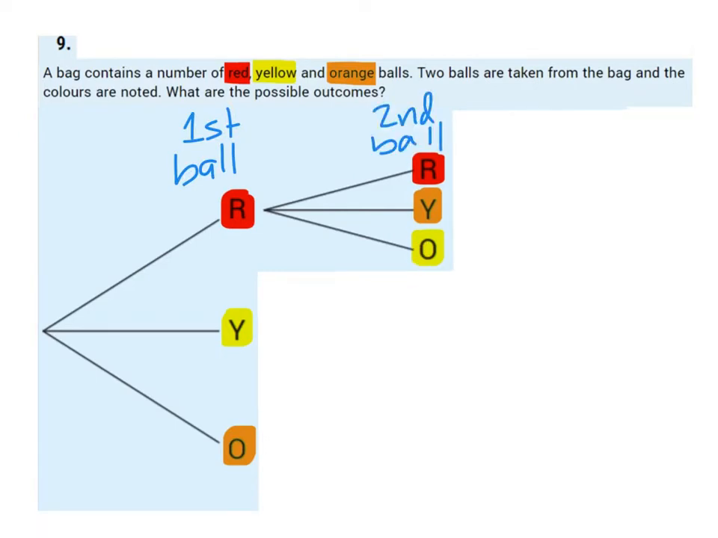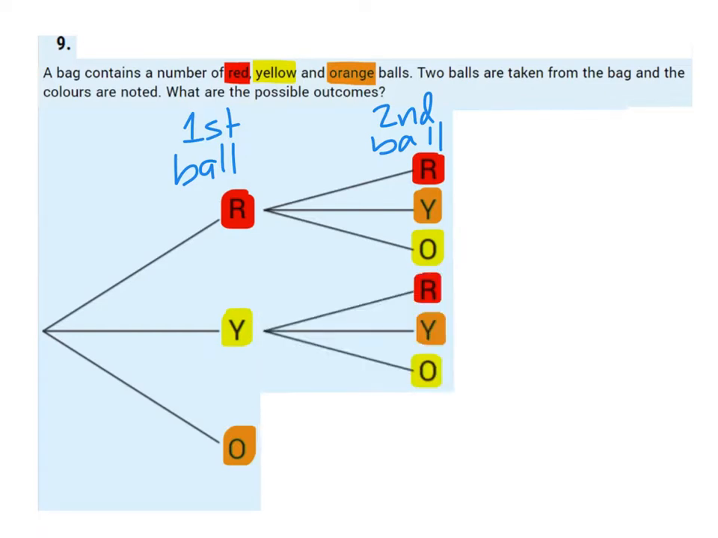But what if the first ball taken was actually yellow? Well then, for the second ball, we again have 3 options, red, yellow or orange. So we draw another 3 branches. So the first ball could have been yellow, second ball red, or the first ball yellow, second ball yellow, or the first ball yellow, second ball orange.